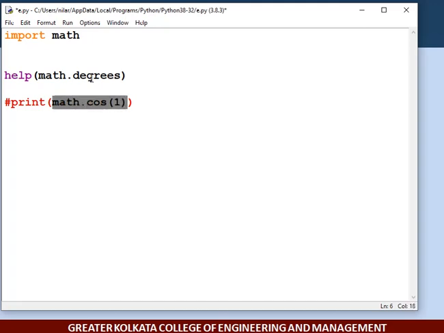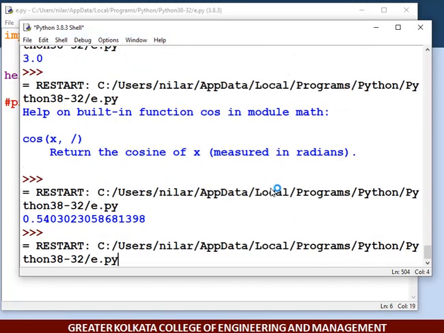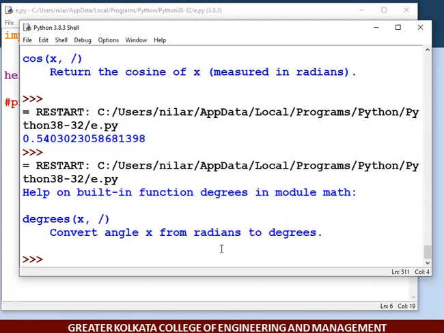Why will it be used? Just run it. We can see what it is. It will convert angle from radians to degrees. Okay, radians to degrees. Clear? Now I am giving a very authentic example that will help you understand very clearly.